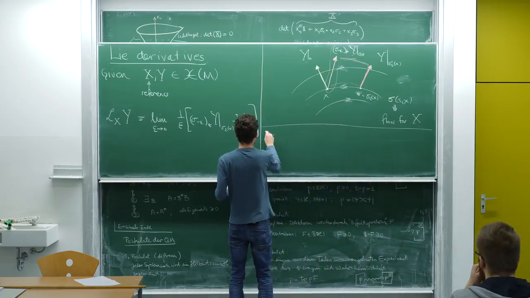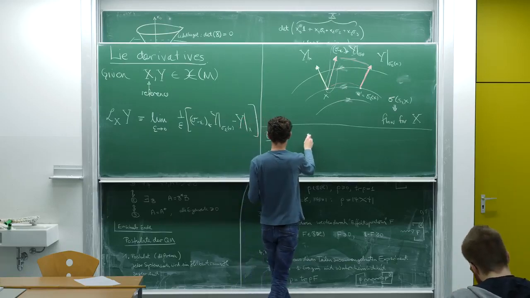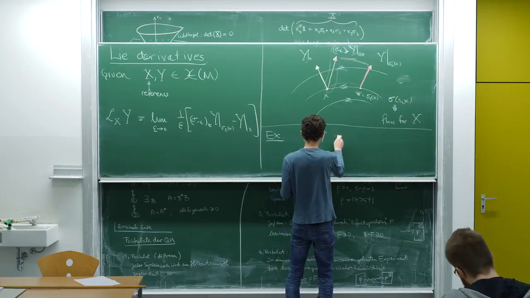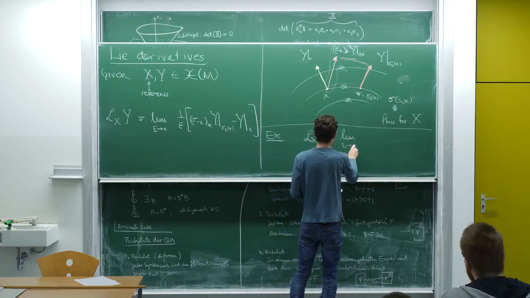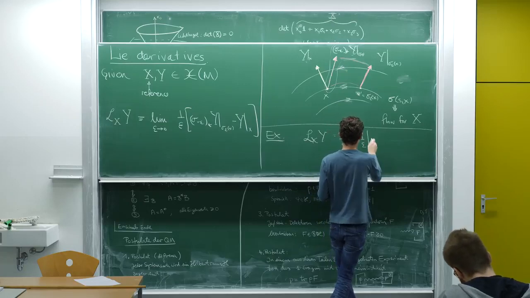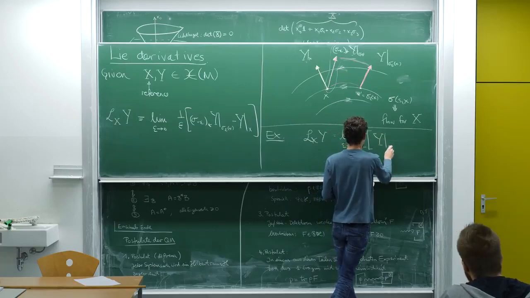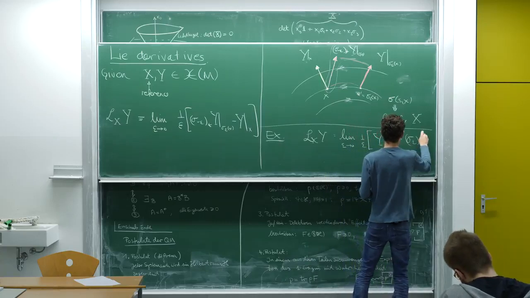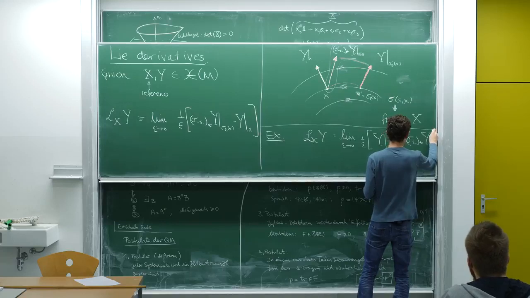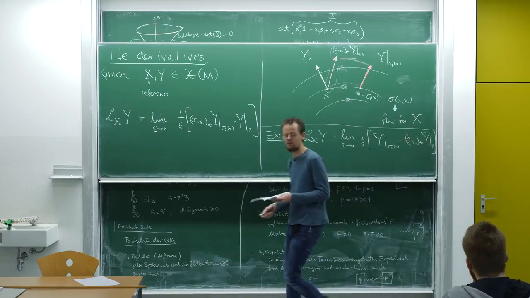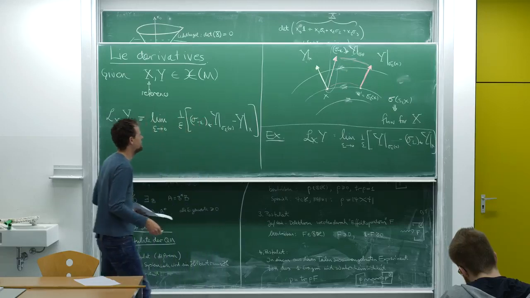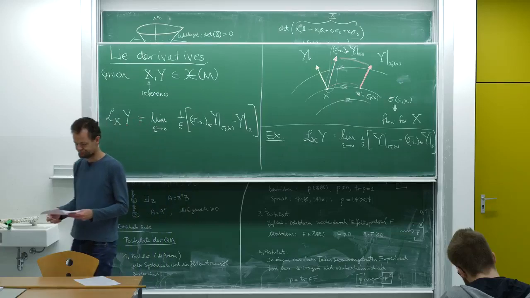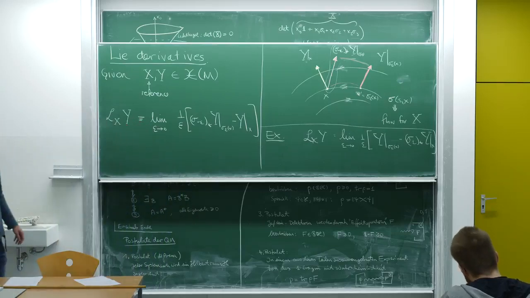Okay, a little exercise to get you warmed up in this business. Show that you can define the Lie derivative in various other ways. For example, you could instead define the Lie derivative this way, by pushing forward the vector at x rather than pushing forward the vector at sigma epsilon of x. Got to argue these are the same thing. So you think about that.